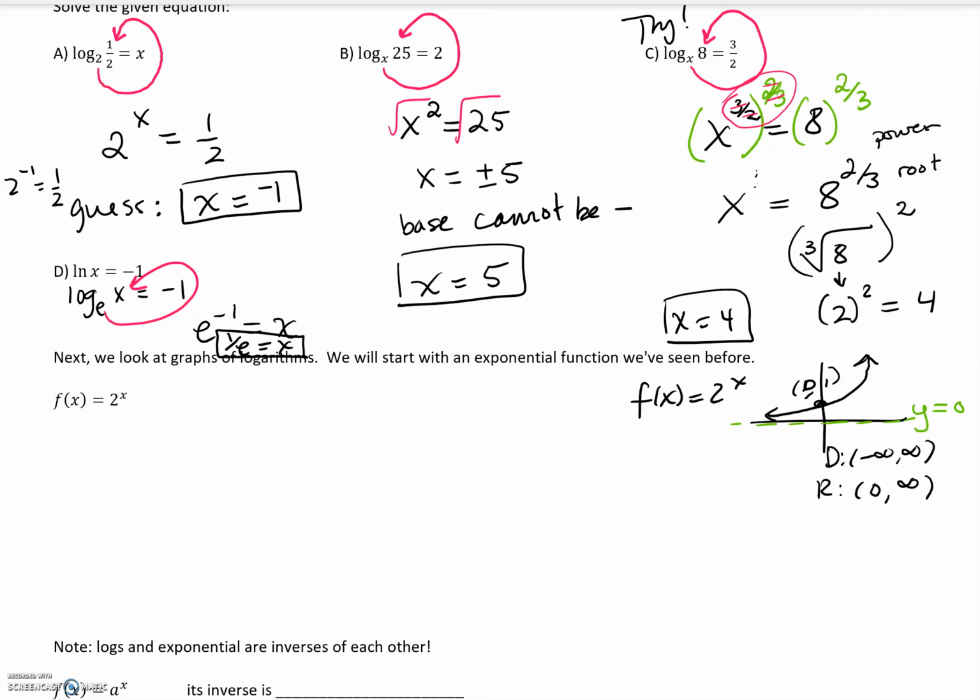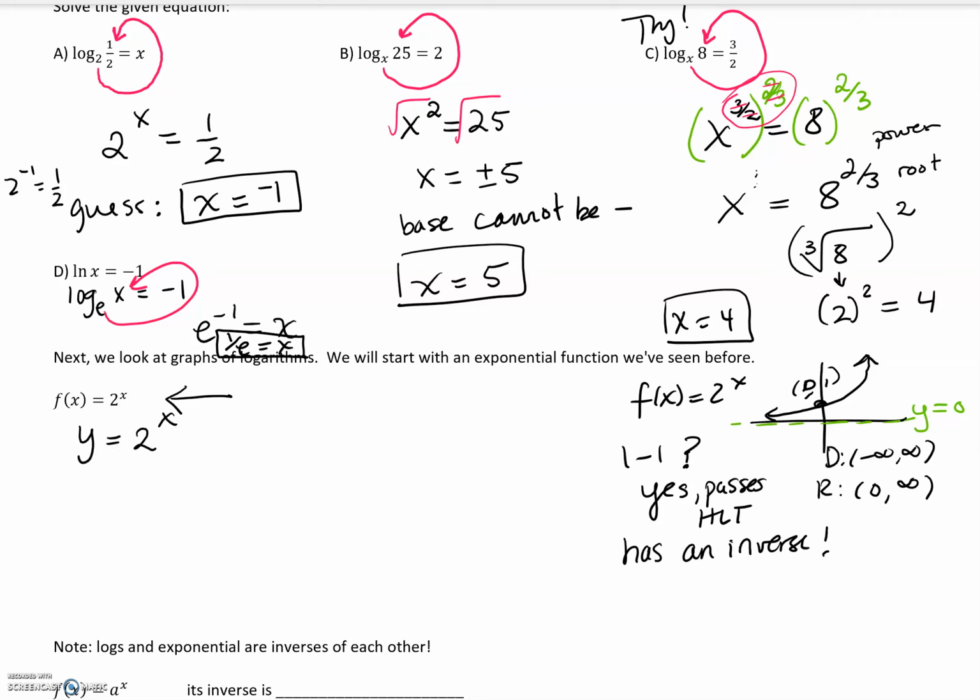So this we looked at in detail. We graphed it by hand in the previous sections. Now, if I ask you, is this 1-to-1? You would say, well, yeah, because it passes the horizontal line test, which we talked about in the previous chapters. And if it passes the horizontal line test, it has an inverse, right? So if I look at this exponential function and I try to find its inverse, I would say, all right, well, that's equivalent to y equals 2 to the x.